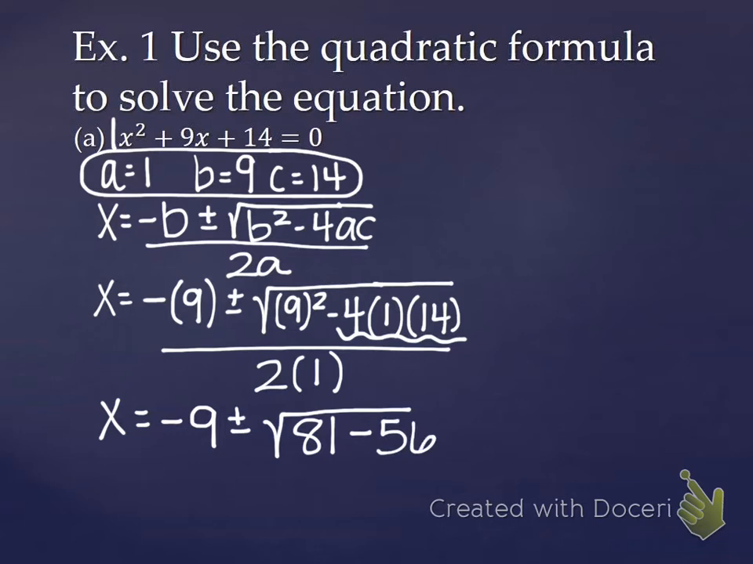Okay, we got 56. Good. And then if we put all of that over, what's 2 times 1? 2. Very good. All right, now you guys keep working down. I'm going to come back up here to the top of the screen.